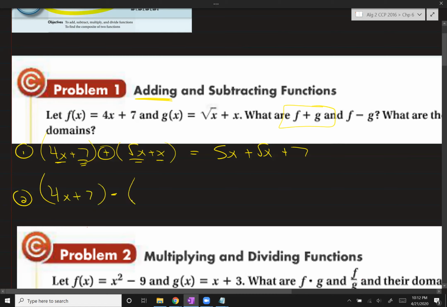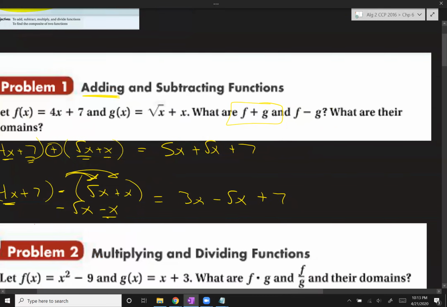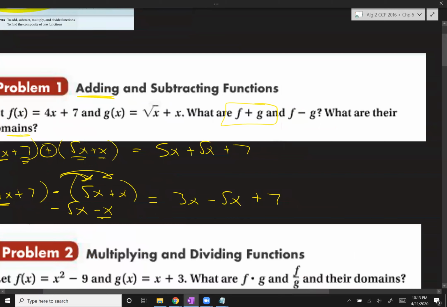You just need to subtract the square root of x plus x. So here's where we want to be careful, just like you did in Algebra 1. We want to make this minus the square root of x minus x, giving us an end result. So 4x minus x is 3x. This time I have minus the square root of x because we had distributed that negative sign, and then plus 7.